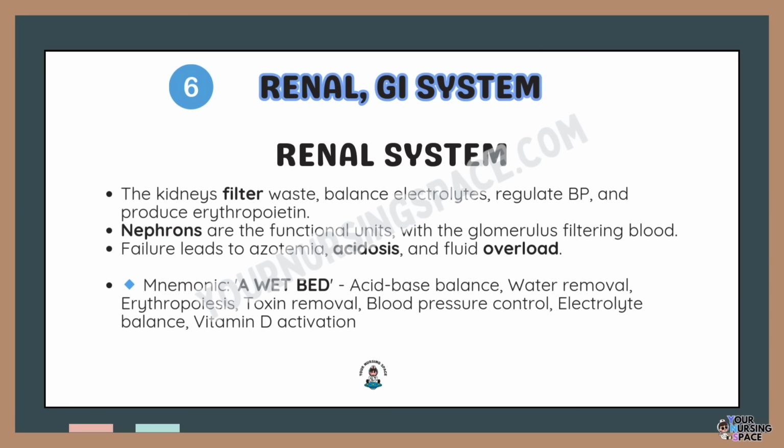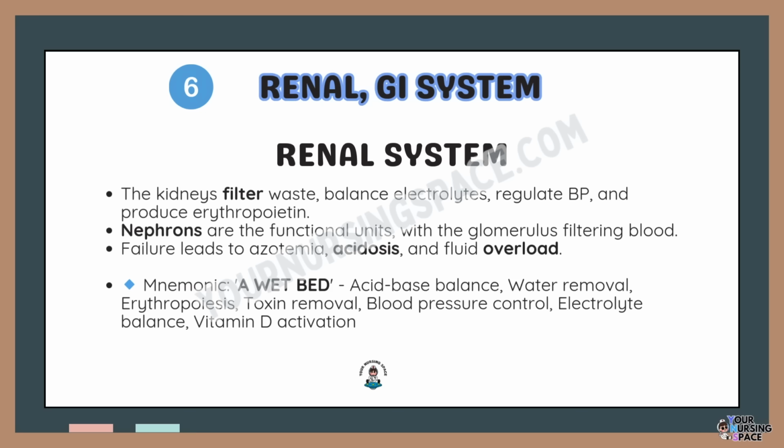Now we'll break down some of the highest yield topics for renal and GI system. We'll start with the basics of how the renal system works, discuss the differences between acute kidney injury, AKI, and chronic kidney disease, CKD, and cover essential care for dialysis patients. Then we'll move on to the GI system, looking at upper versus lower GI bleeding, bowel obstructions, enteral care with feeding tubes, and total parenteral nutrition.